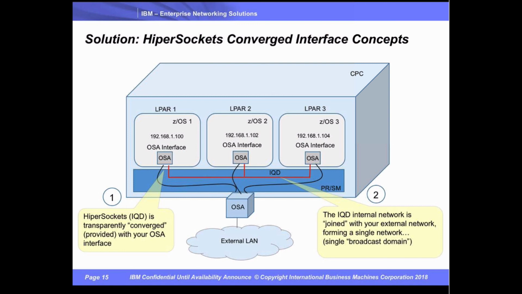And so basically with this solution, you get HiperSockets and OSA by simply using OSA. And we'll talk about how that's done. But two concepts: they're logically treated as one interface, and logically treated as if there's one network. And so how do we do this?